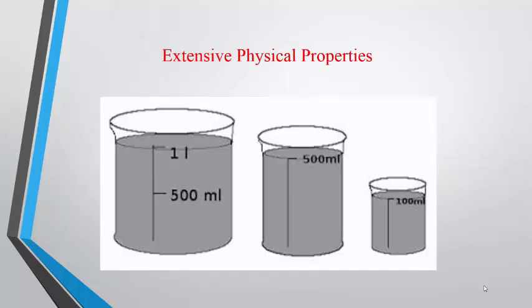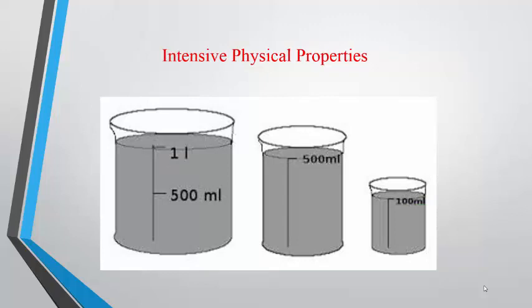So, for example, let's take three beakers and fill them with a liquid, and we're going to call the liquid water. The more water I have, the larger the volume I have. I've got 100 milliliters, 500 milliliters, 1 liter. The more water atoms, the more volume. So the volume depends upon how much material I have. That is an extensive property.